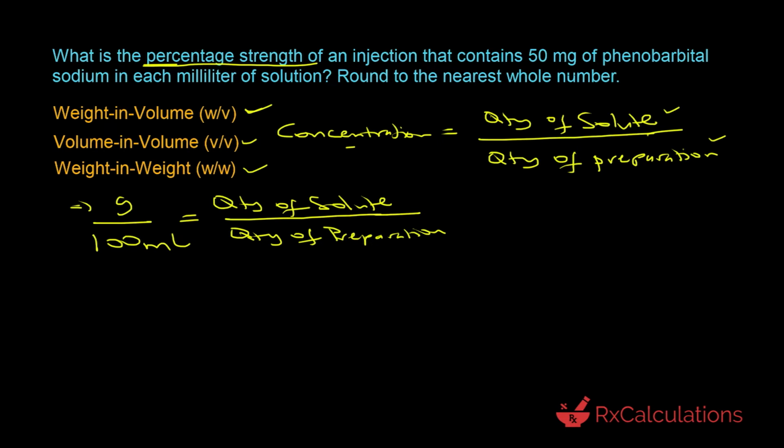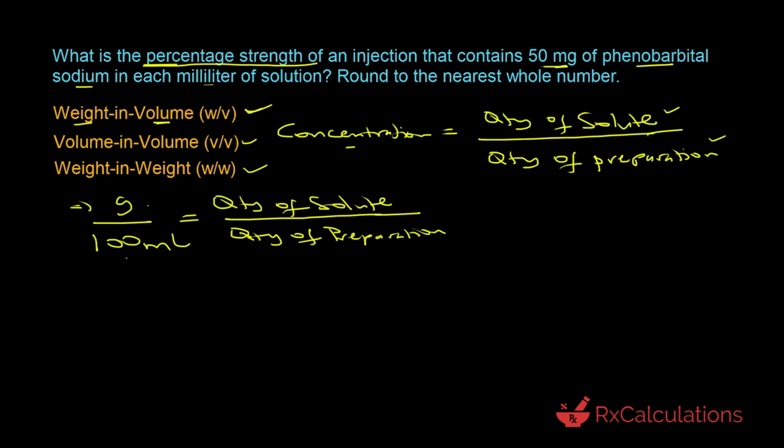Now here, what you will notice is your solute, which is the phenobarbital sodium, is actually given as 50 milligrams. So this is a solid that you're going to weigh. And because you're going to weigh that and it's a solid, then it's going to be the weight. Now, since it is a solution, then you end up with the weight in volume. So we're going to use the definition, the quantity in grams out of 100 milliliters equal to some quantity of solute divided by the quantity of preparation to solve this particular question.